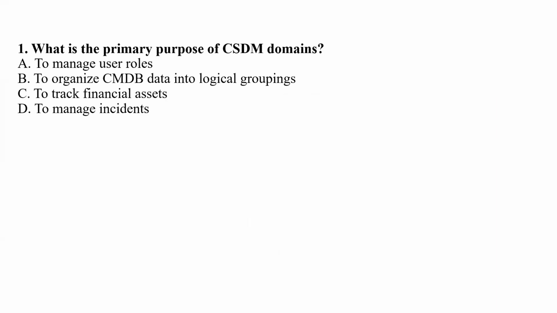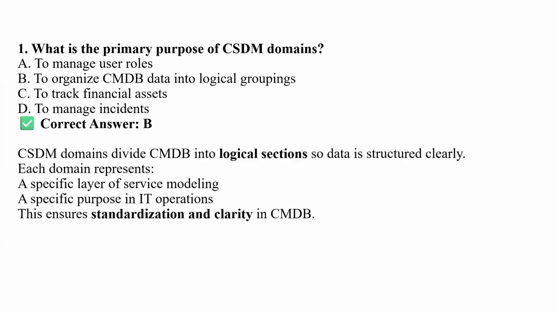So what is the primary purpose of CSDM domains? Option A, to manage user roles. Option B, to organize CMDB data into logical groupings. Option C, to track financial assets. Option D, to manage incidents. So the correct answer is option B, to organize CMDB data into logical groupings.